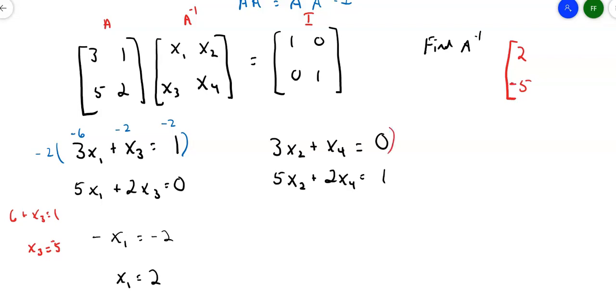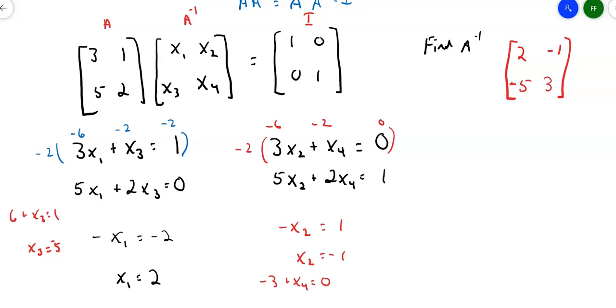Let's take this top row and multiply it by negative 2 also. So I get negative 6, negative 2, and that's still 0. Negative 6 plus 5 is negative 1, so I get negative x sub 2 equals 1. So x sub 2 must be negative 1. So up in the top here, I can put a negative 1, and then the x sub 4 is the one that goes in the bottom. Well, if x sub 2 is negative 1, 3 times negative 1 plus x sub 4 is equal to 0. x sub 4 must be 3.